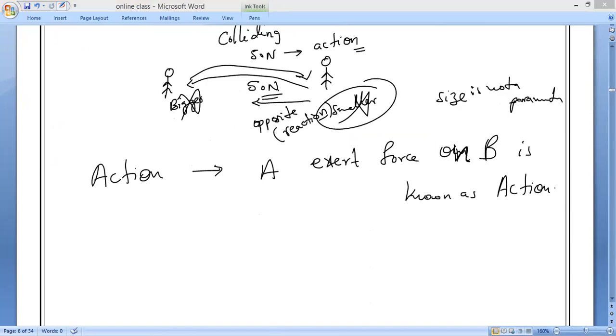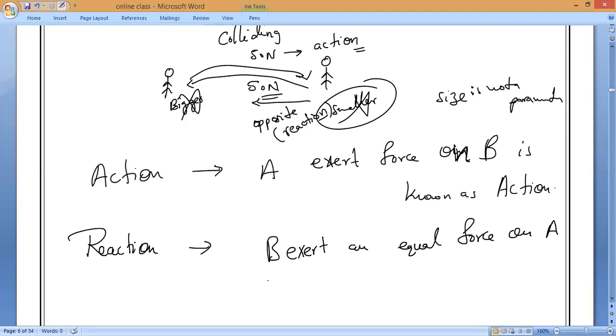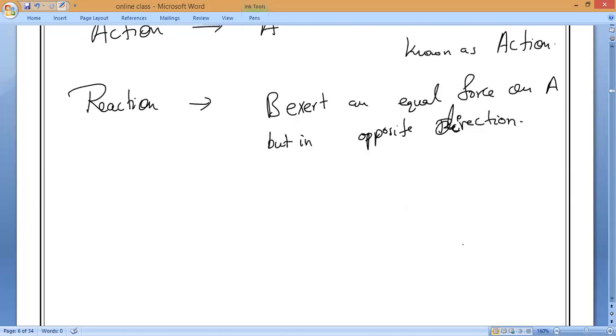B exerts an equal force on A, but in the opposite direction. The force in the opposite direction is known as reaction. So that is what you have to remember: for every action, there is an equal and opposite reaction. All of you should remember.